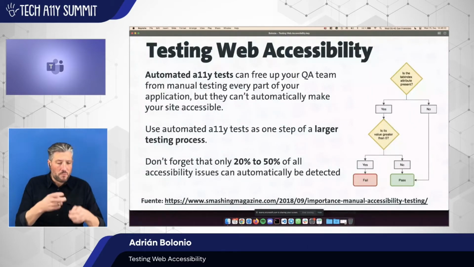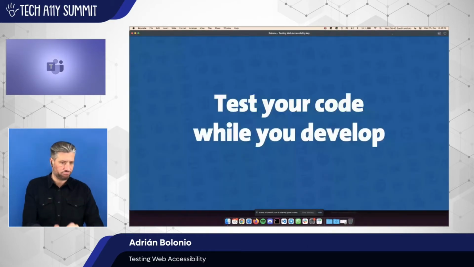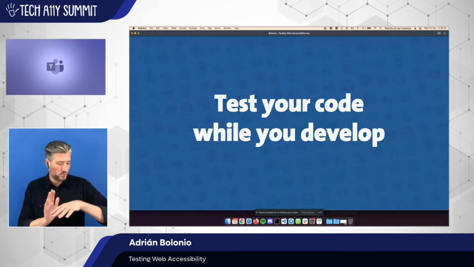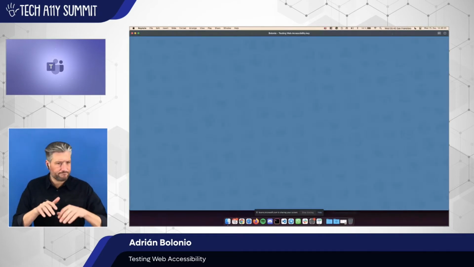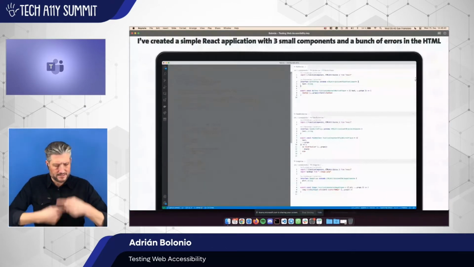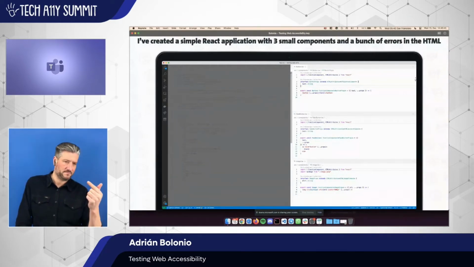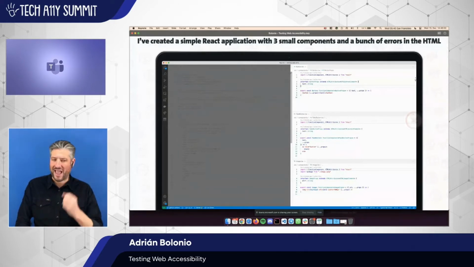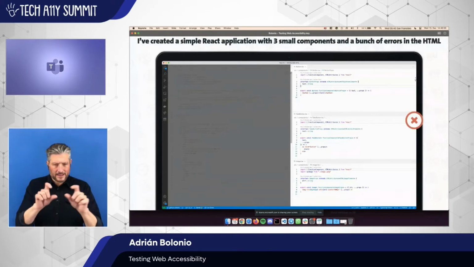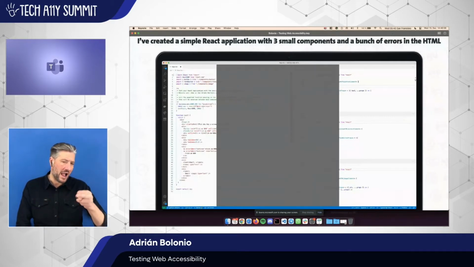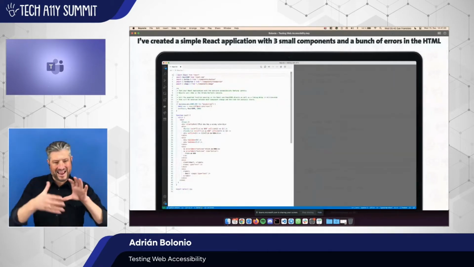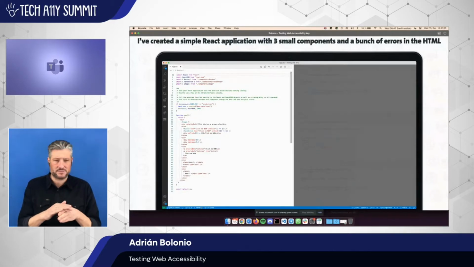So let's start with the first tip, which is test your code while you develop it. I normally work with React applications, and I created a simple React application with 3 small components and a bunch of errors in the main entry of the HTML. So the first component is a button. The second component is a fake button, which is an anchor link with a raw button. So don't do that. And the third one is an image. Nothing crazy. And there are a lot of accessibility errors in the main entry of the application.